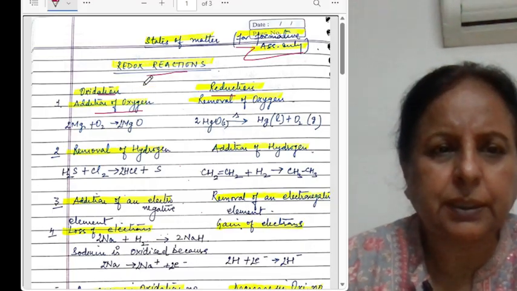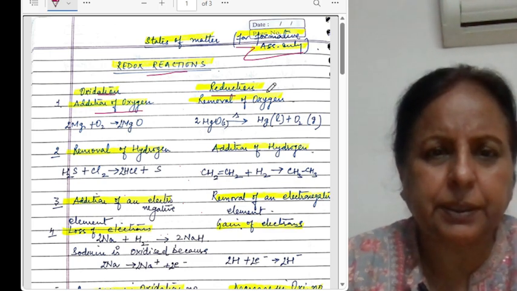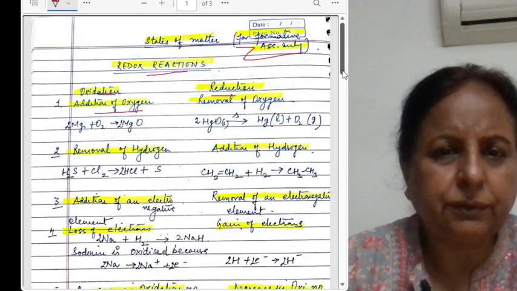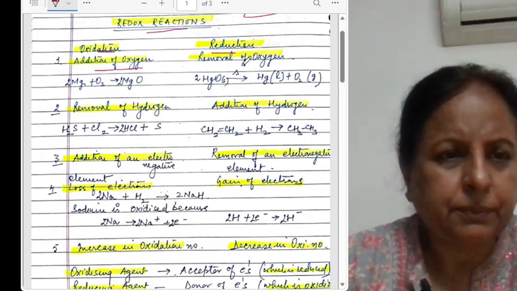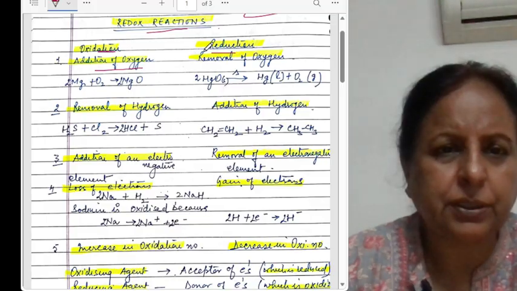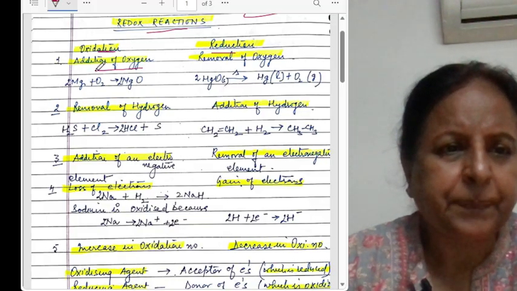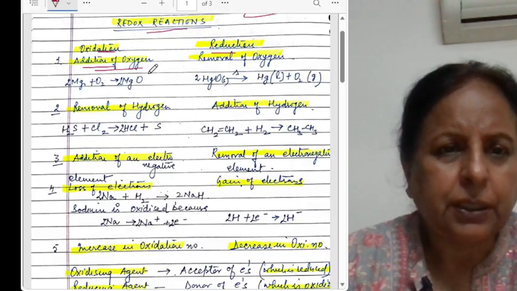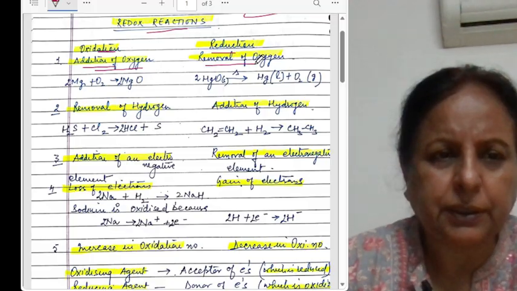Redox reaction is one in which oxidation as well as reduction reaction both take place, and there are a few things by which we can conclude whether it is an oxidation reaction or a reduction reaction. For example, number one is addition of oxygen and removal of oxygen.